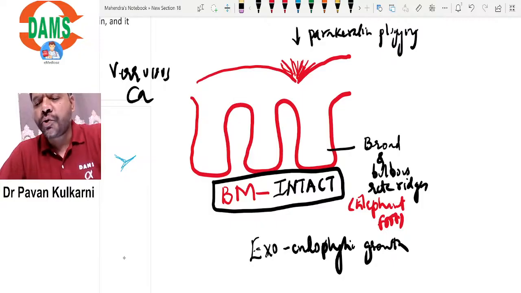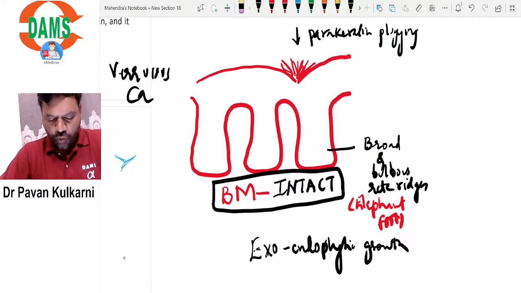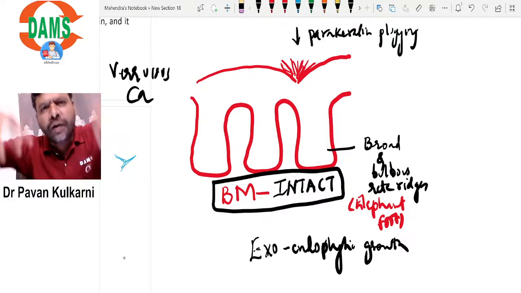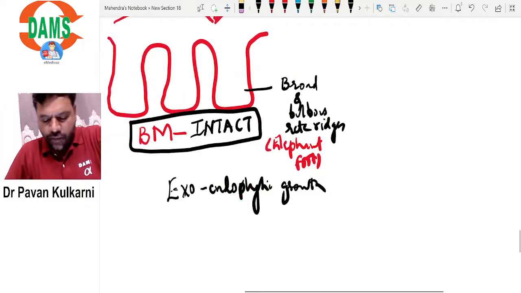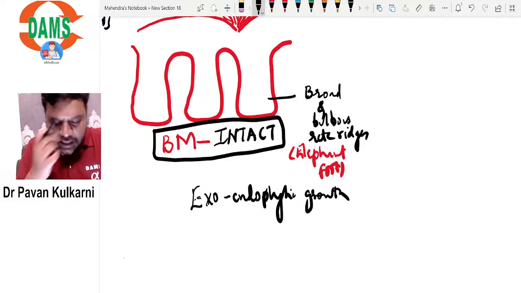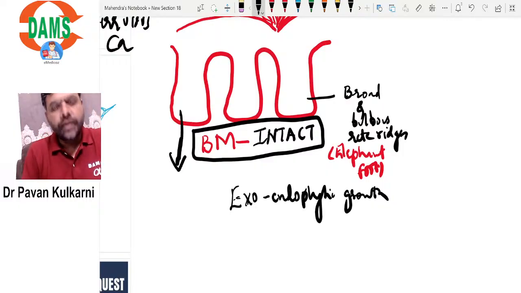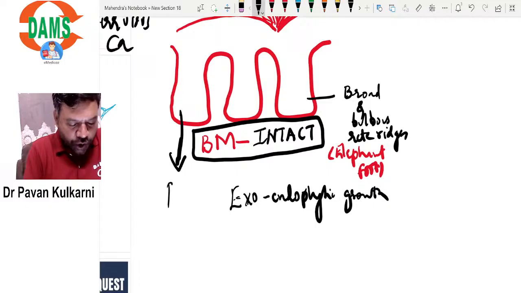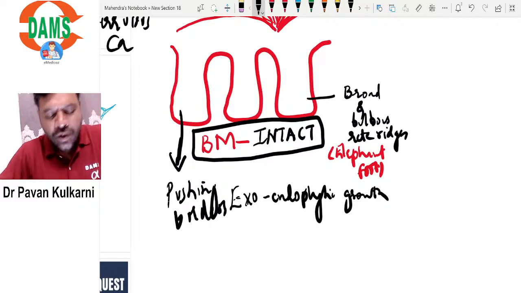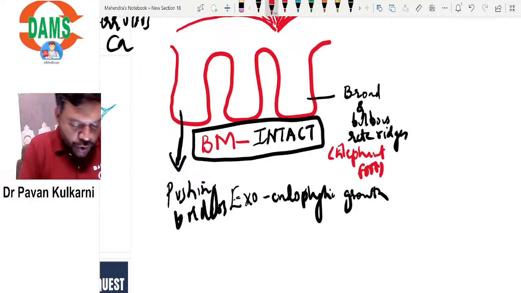Now comes the question, what will happen if they are broad bulbous? Then why are you calling it endophytic? Because these bulbous retroedges are growing downwards. That is called pushing borders. The verrucous carcinoma will have pushing borders.